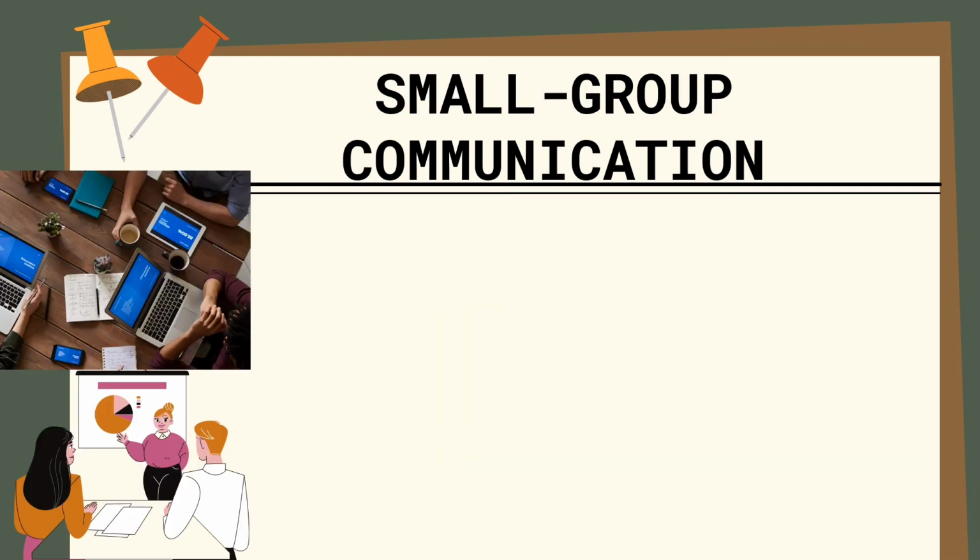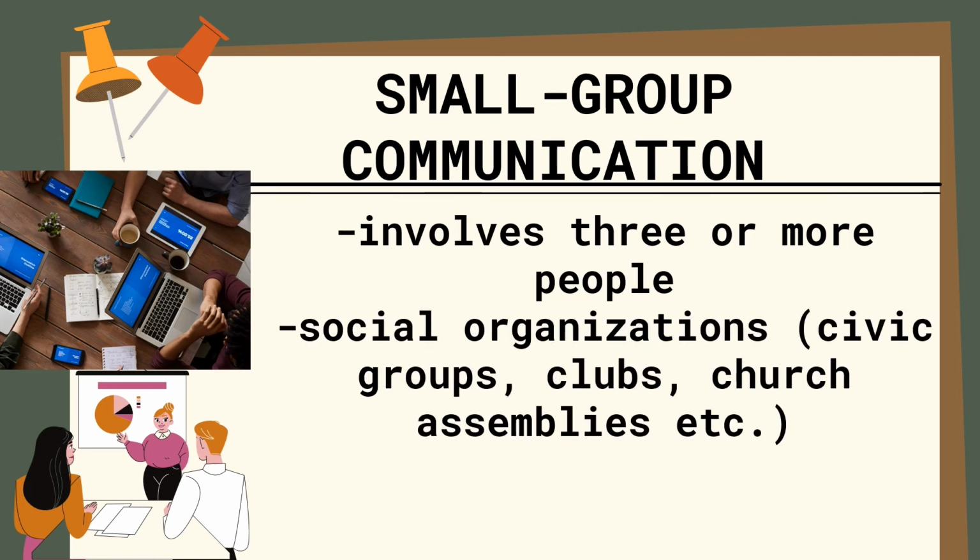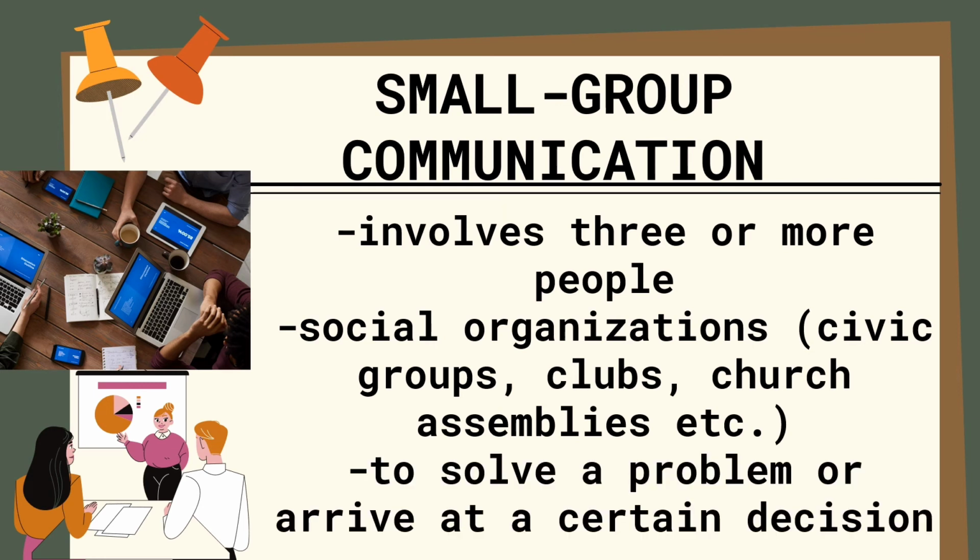The third one is small group communication. It involves three or more people. It mostly happens in social organizations such as civic groups, clubs, church assemblies, and etc. The main purpose of small group communication is to solve a problem or arrive at a certain decision.